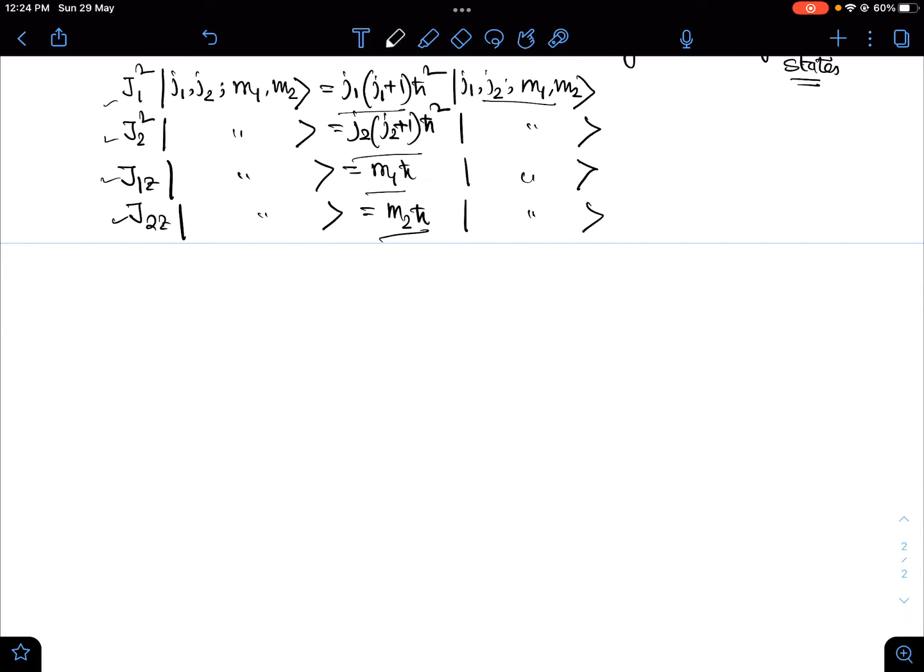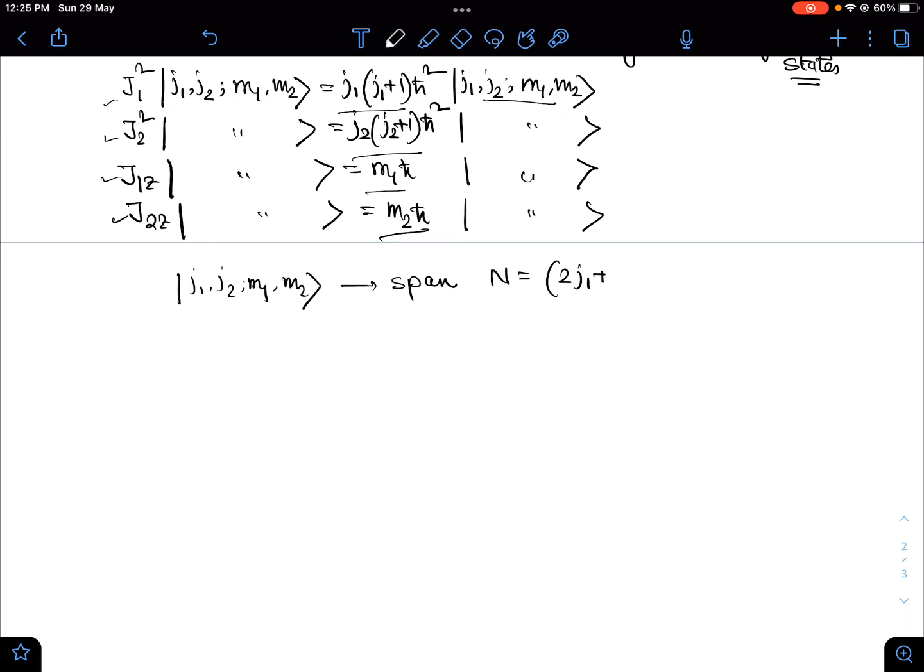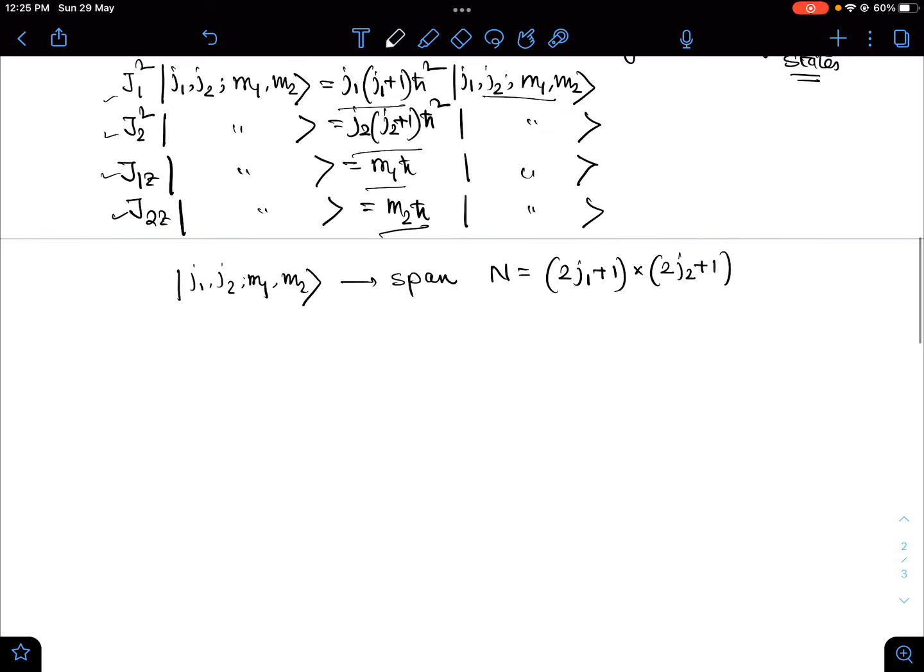Now we can show that these eigenstates |J1, J2, M1, M2> span a space of dimension n equal to (2J1+1) times (2J2+1). For this we have to show its orthonormality and completeness relation. So we have to show that this is complete and also orthonormal.